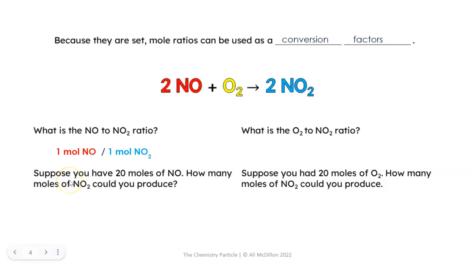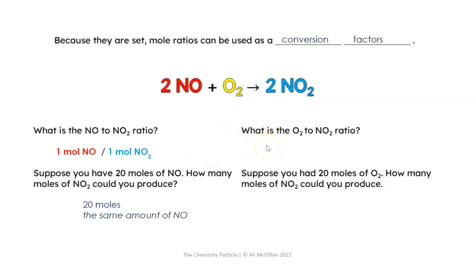So my next question that I can now use to help me solve this problem says, suppose you have 20 moles of NO. How many moles of NO2 could you produce? Well, because it's a 1-to-1 ratio, if we have 20 moles of NO, we're also going to have 20 moles of NO2 because it's the same amount, right? It's just a fractional problem. We're just relating the ratios to each other.